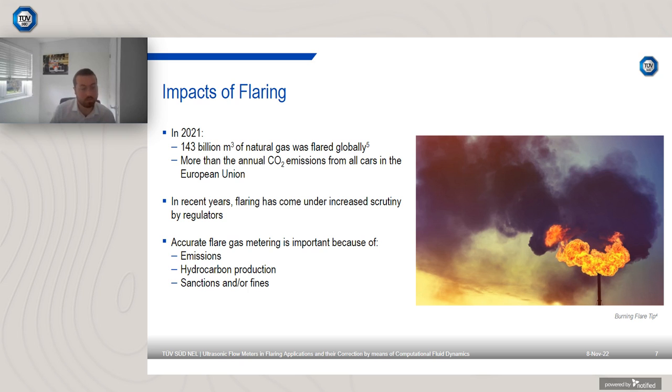So hydrocarbon production can be limited by flaring, and what I mean by this is that increasing production would lead to the operator exceeding their flare consent. We then have sanctions and fines. So sanctions and fines can sometimes be applied to operators who exceed their flare consent. So if you're flaring more than what you are reporting, you'll be receiving a sanction or possibly a fine, and this is very costly to the operators, so they want to avoid this.